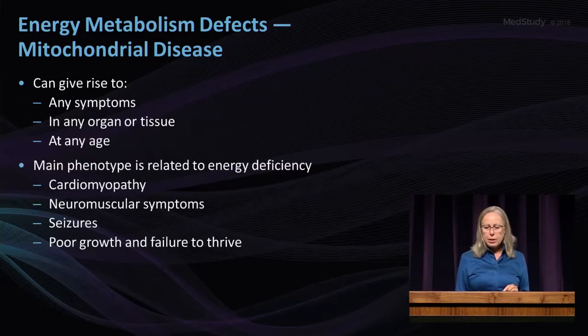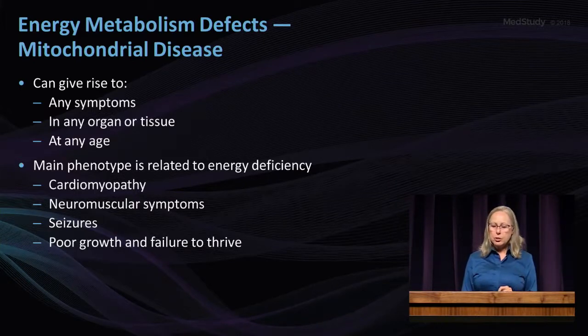So the things that we really want to look for are things that are related to energy deficiency. Cardiomyopathy, neuromuscular symptoms, seizures, poor growth and failure to thrive. So things that look for high energy systems. And along with these also are things like hearing loss and vision loss. What are your high energy systems?